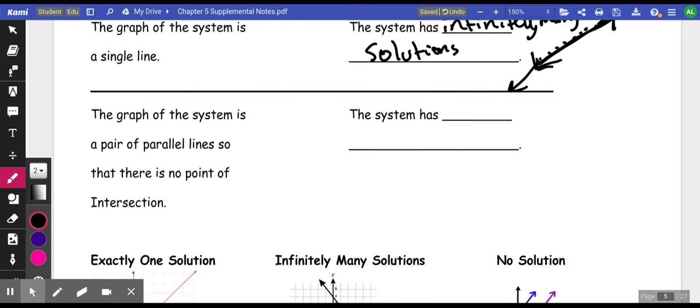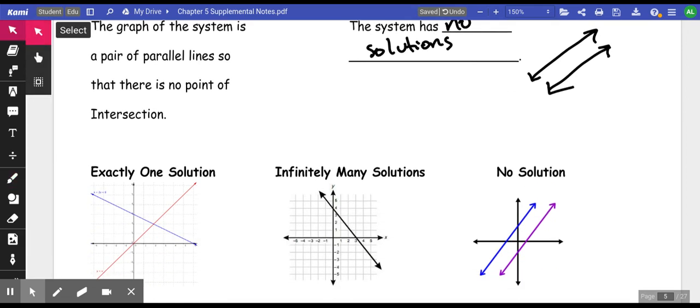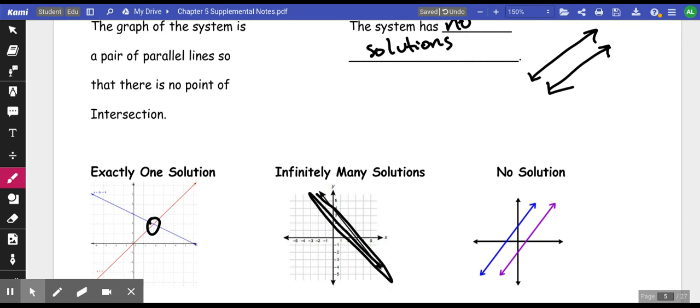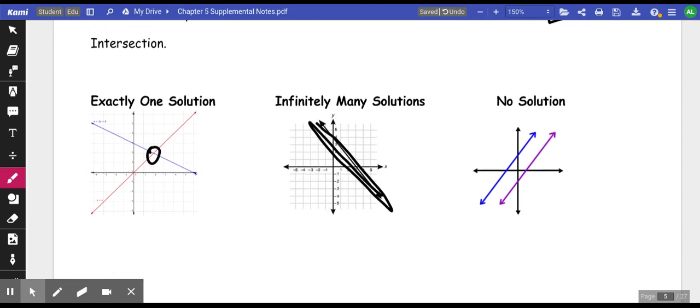Or we could have the graphs be a pair of parallel lines, so there's nowhere that they intersect. Okay, they keep going on at the exact same angle forever, and they're never going to intersect, so that means they have no solutions. All right, so exactly one. Okay, you have one place where they intersect. It's intersecting along this entire line, and then there are absolutely no places where they intersect at all.